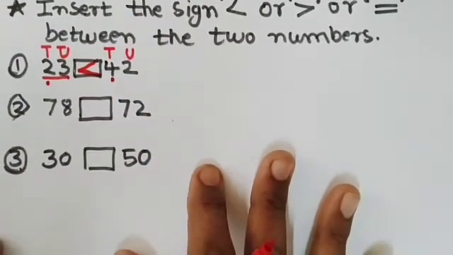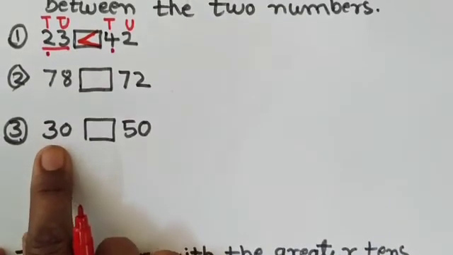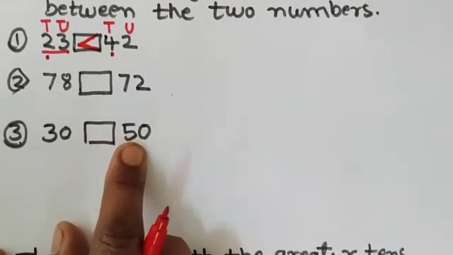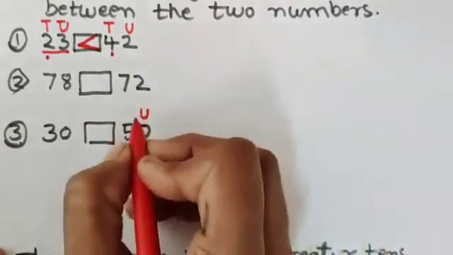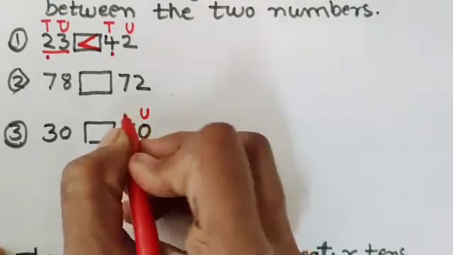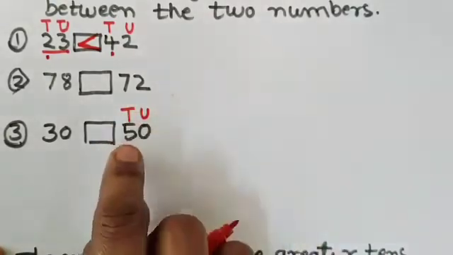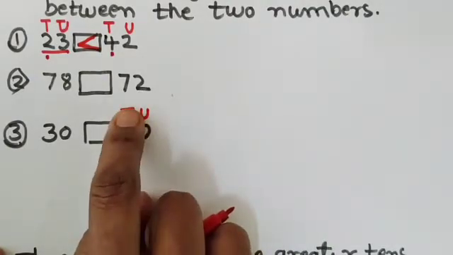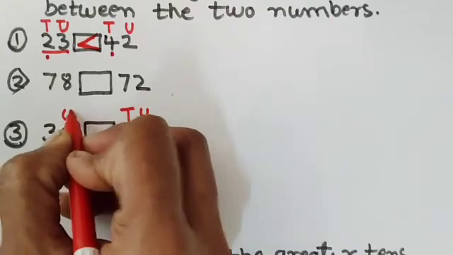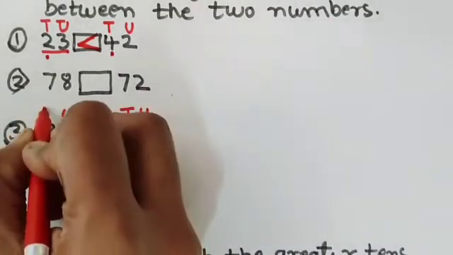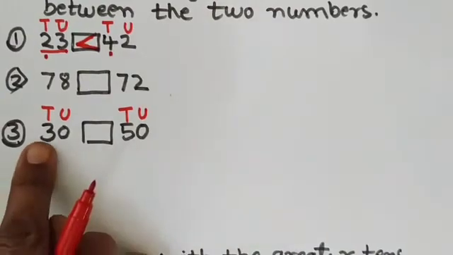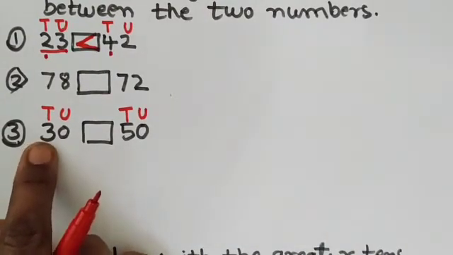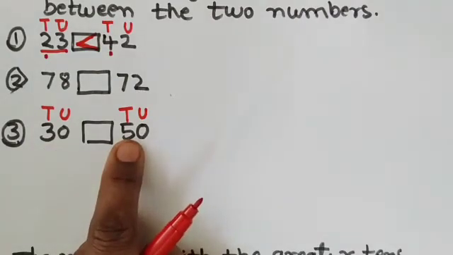To understand this, we will take one more example here. We have 30 and 50. So we will understand with the name of the place. 0 is at units place and 5 is at tens place. Here we have 0 at units place and 3 at tens place. So how will we check, children? Yes, the number at the tens place. Here we have 3 at tens place and 5 at tens place.